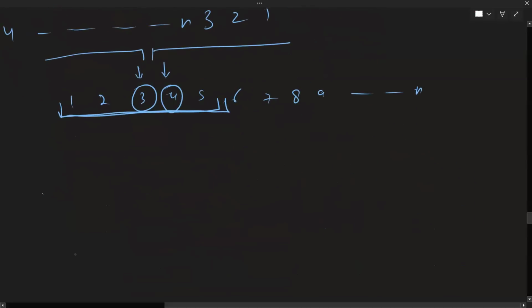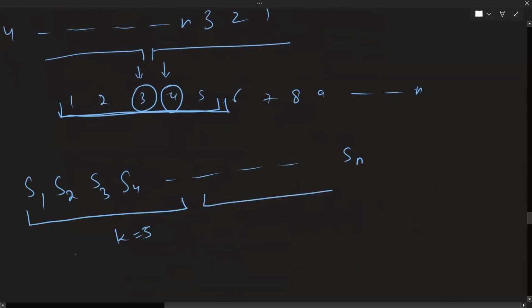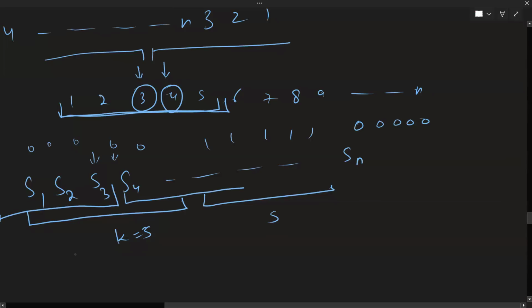I'll repeat once more. Let's say these are my string characters, S1, S2, S3, S4, all the way up till Sn. I have k equal to 5. What does this mean? This means that all of these should be either 0, 0, 0, 0, 0, then these should be 1, 1, 1, 1, 1, then next should be 0, 0, 0, 0, 0, like this. But I found that these two characters are different. Now, no matter what, I need this part and this part in different buckets.